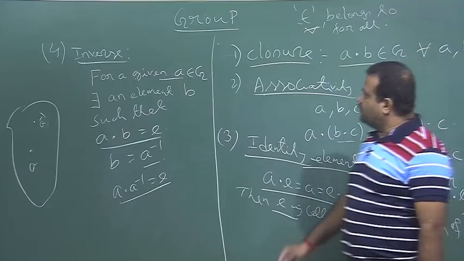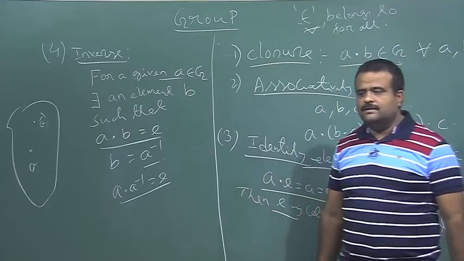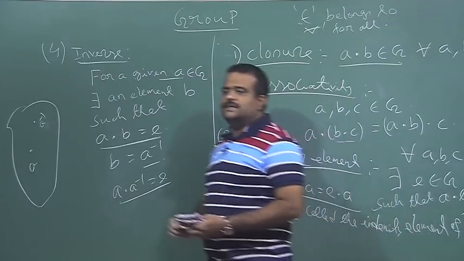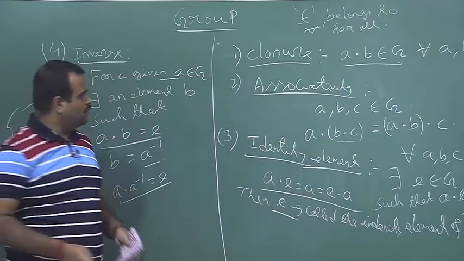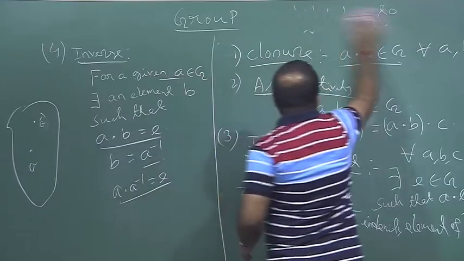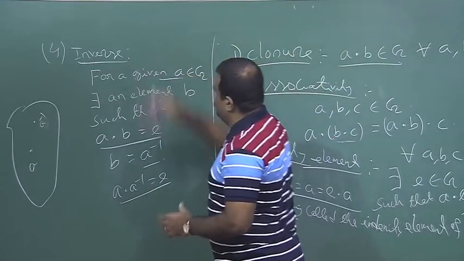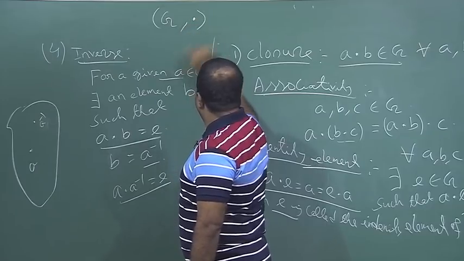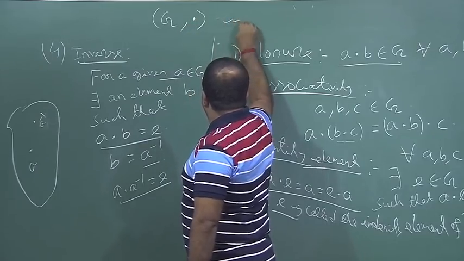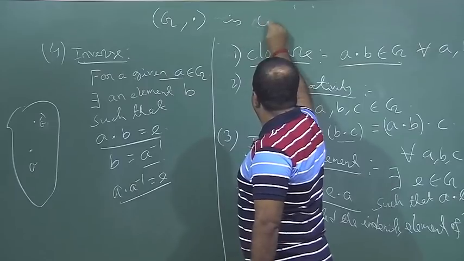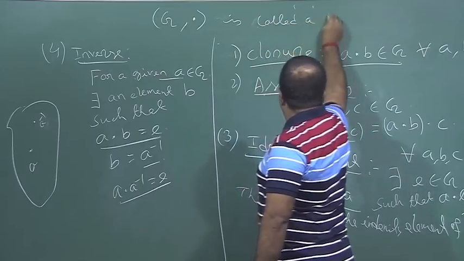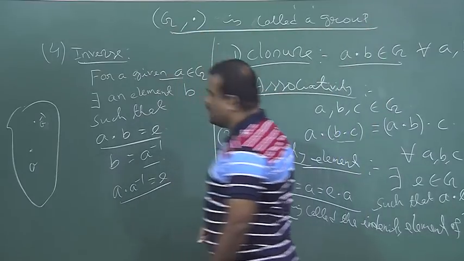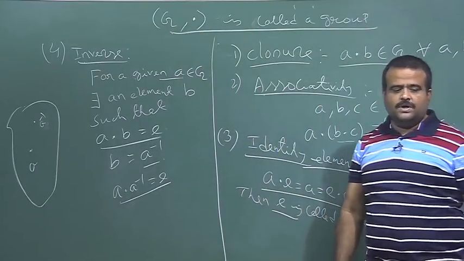Now, if these 4 properties are satisfied for a set along with this operator, then it is called a group. So, if these 4 properties are satisfied, then this set along with this operator is called a group. Okay. Now, we can take some examples of a group.